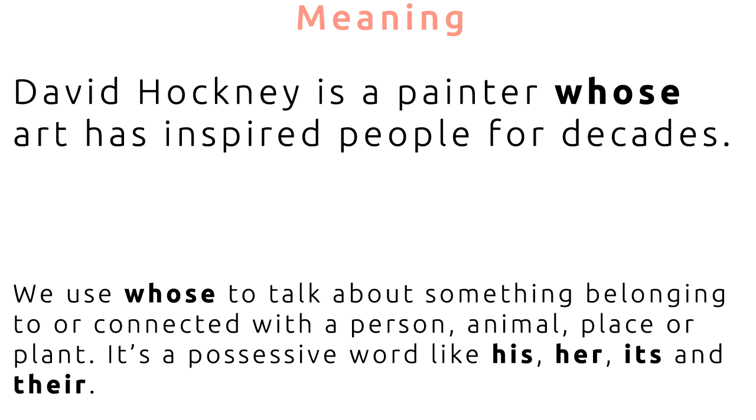So in the example above, you could separate it into two sentences, like so. David Hockney is a painter, full stop. His art has inspired people for decades. So in a sense, we're replacing the possessive pronoun his with whose. That's basically all we're doing. We're taking two sentences and pushing them together to make one. And we're replacing the possessive pronoun, for example, his or her or its, with the word whose.